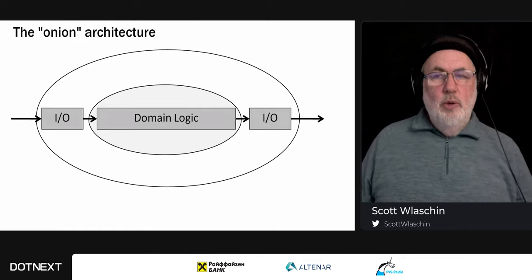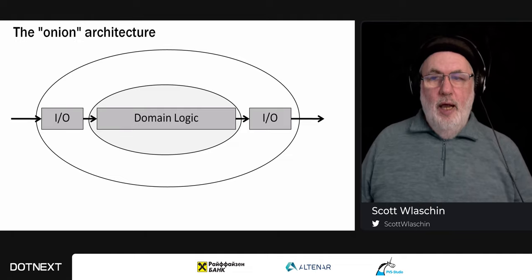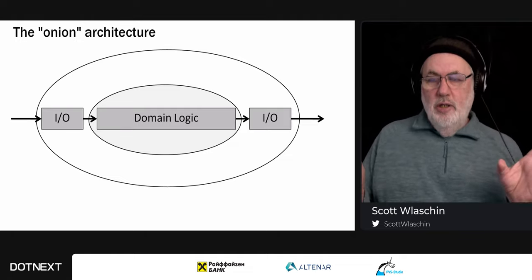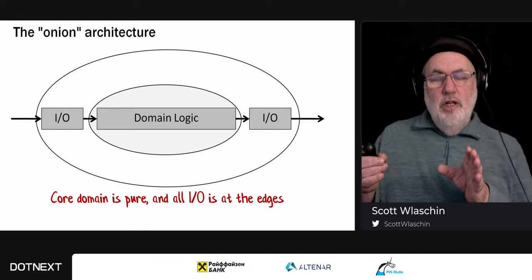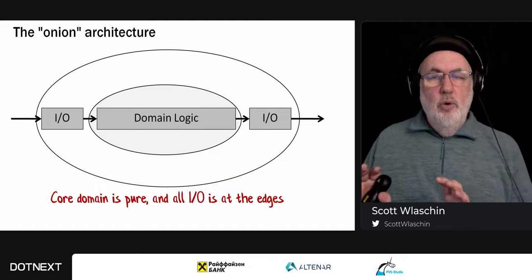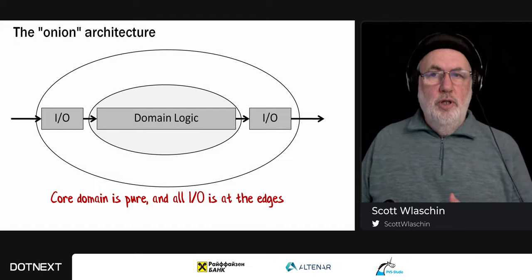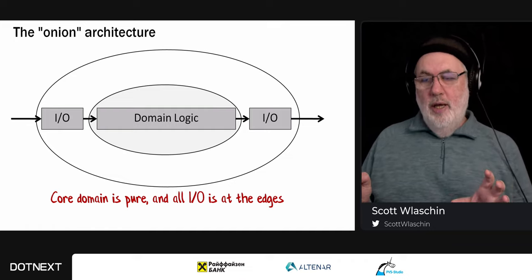Now, this works really well for pipeline programming because, again, you have a pipeline, and you have your I/O at the edges, and you have your domain logic in the middle. And the domain logic in the middle does not know about the outside world. This is pure code, code that is predictable, deterministic, that has no side effects. You keep all the I/O at the edges.